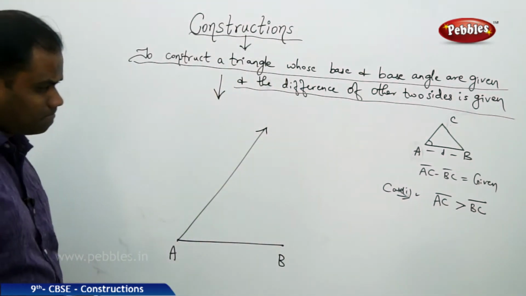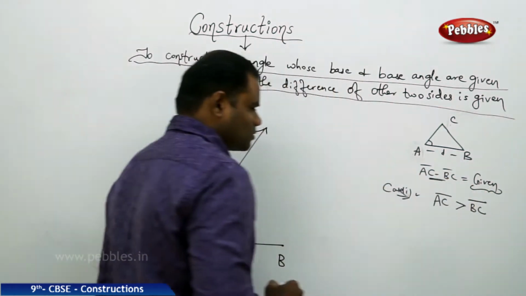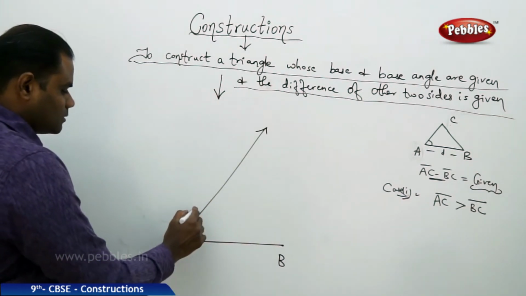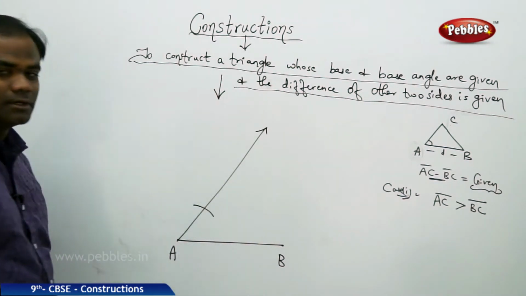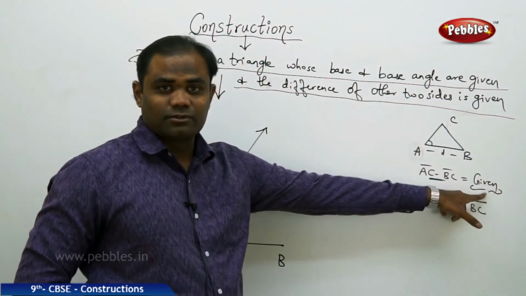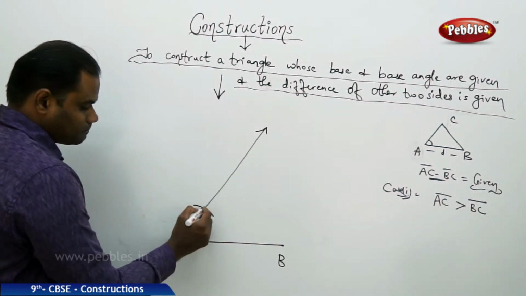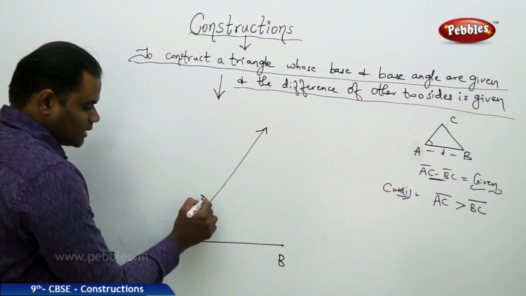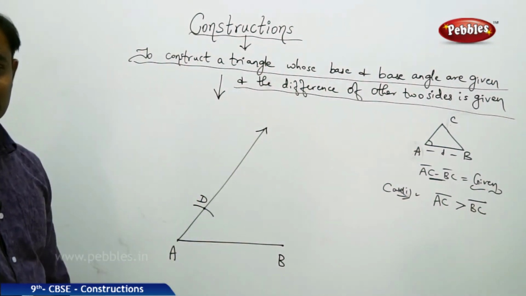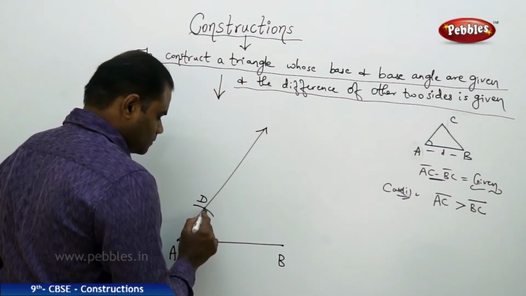So in this case, the value which is given here for the difference of other two sides is taken on the compass and we cut the arc. So here we cut with the same measurement as given in the difference of two sides, and using the compass I cut out here. So this cuts the ray at point D, and now I join BD.